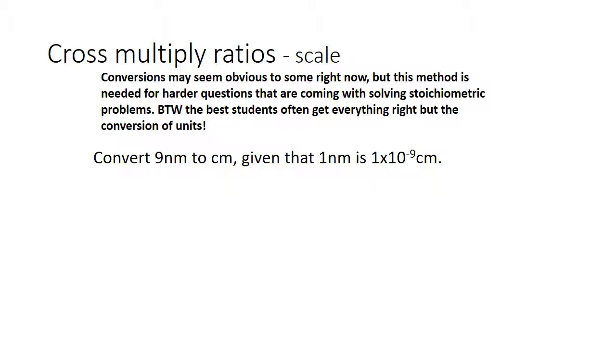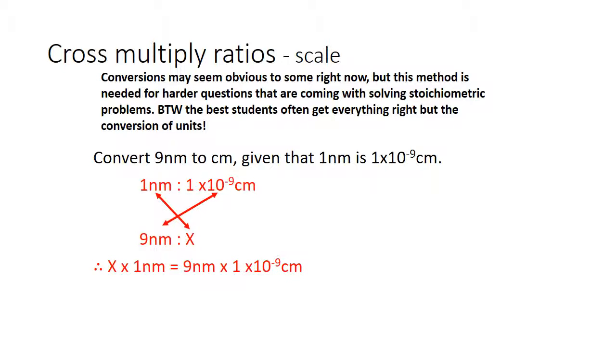As an example, let's convert 9 nanometers to centimeters, given 1 nanometer is 1 times 10 to the negative 9 centimeters. So we've already been told that 1 nanometer is 1 times 10 to the negative 9 centimeters. We'll make 9 nanometers x. Therefore, by cross multiplication, x times 1 nanometer equals 9 nanometers times 1 times 10 to the negative 9 centimeters, which gives 9 times 10 to the negative 9 centimeters as the value for x.